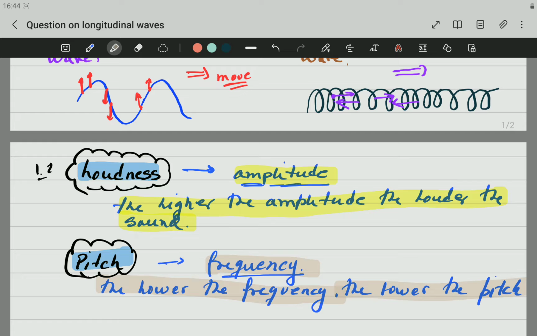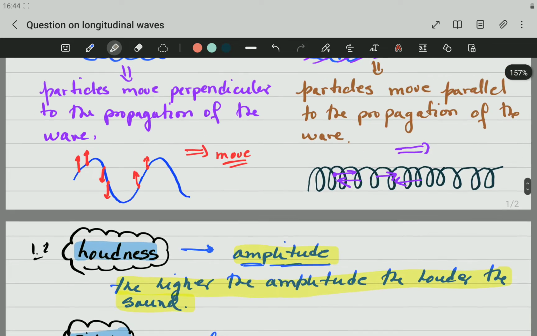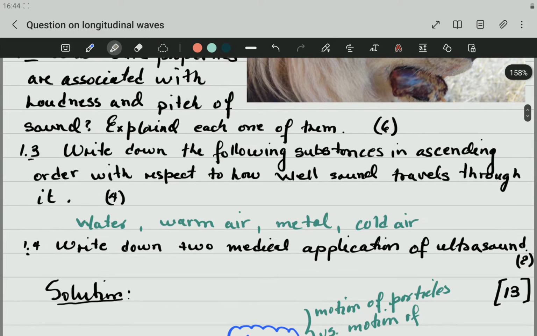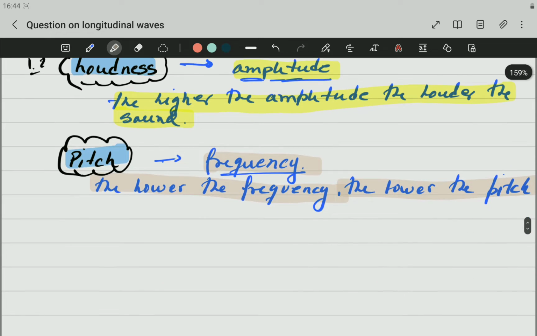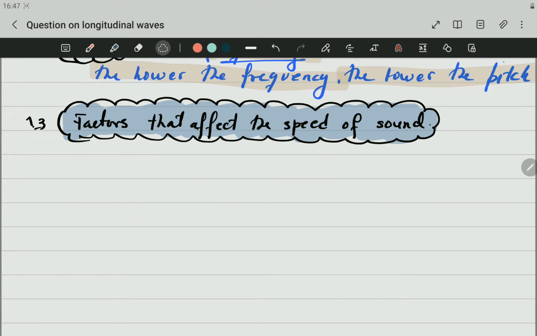This is related to these difficult physical quantities. Now, question 1.3. Write down the following substances in ascending order with respect to how well sound travels through it. So let's quickly look at the factors that affect the speed of sound.